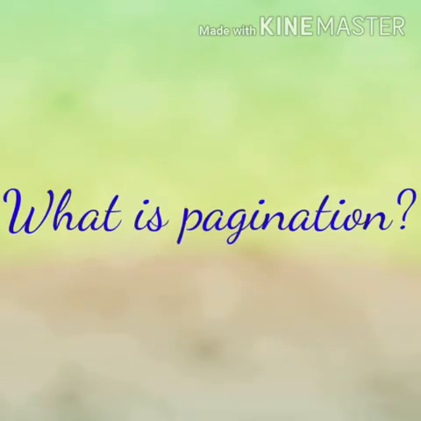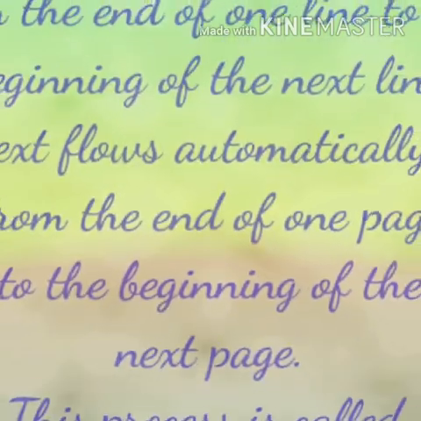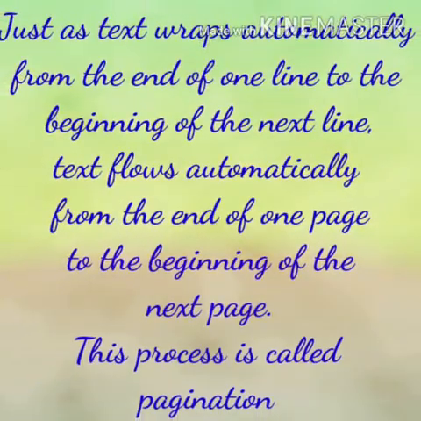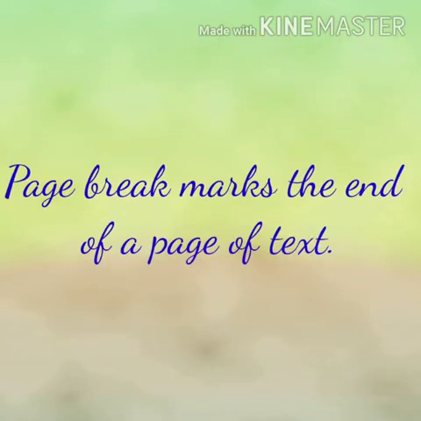What is pagination? Just as text wraps automatically from the end of one line to the beginning of the next line, text flows automatically from the end of one page to the beginning of the next page. This process is called pagination. Thus we can say pagination is the process of page break. The page break marks the end of a page of text.